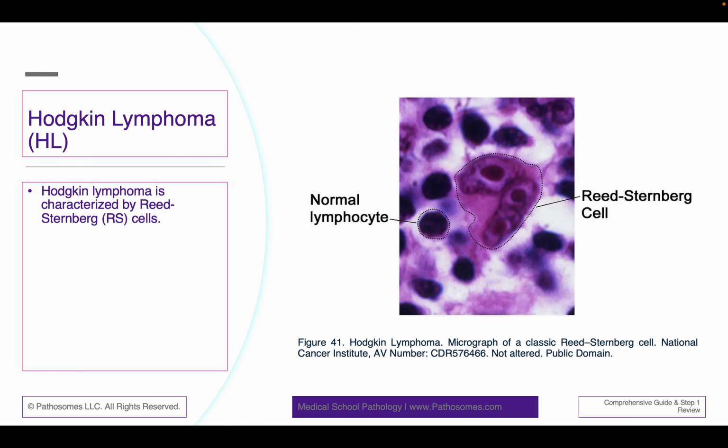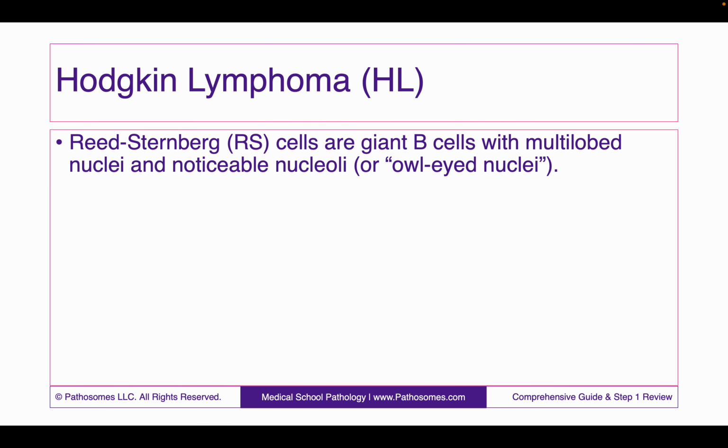Finally, we're going to talk about Hodgkin lymphoma. Hodgkin lymphoma is characterized by these cells that I know that you've seen them before. Reed-Sternberg cells. You see that? You see those owl eyes? Hodgkin lymphoma is characterized by Reed-Sternberg cells. Reed-Sternberg cells are giant B cells with multi-lobed nuclei and noticeable nucleoli, hence the buzzword owl-eyed nuclei.